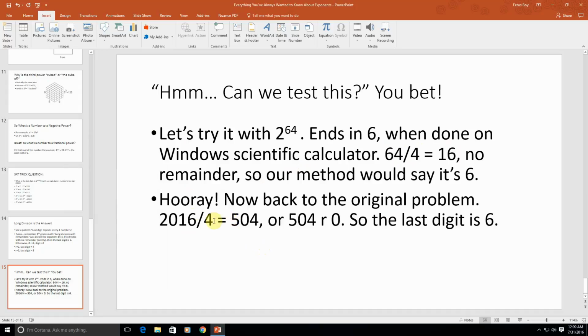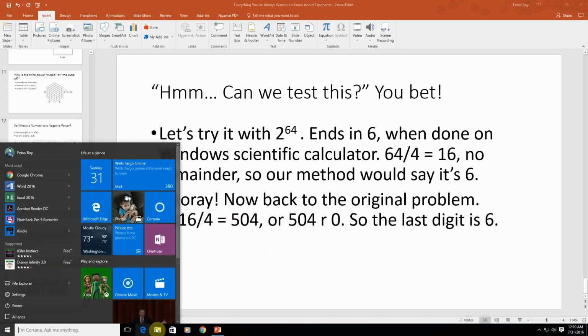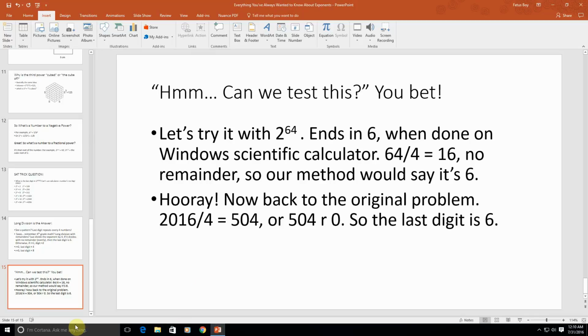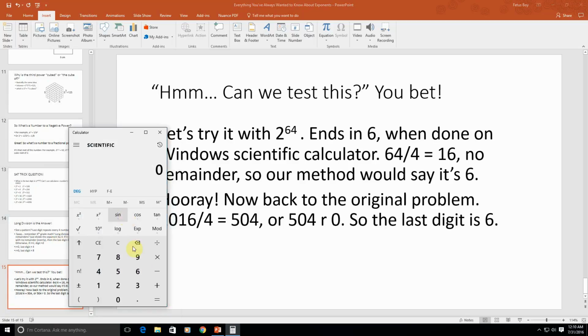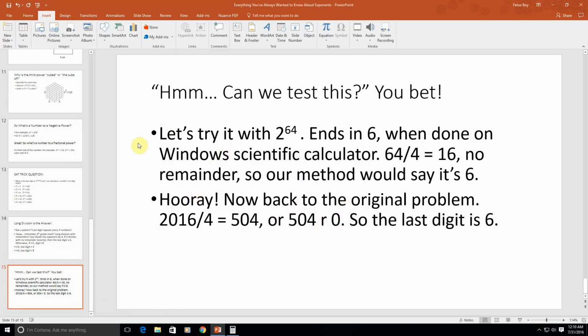And now back to the original problem. 2016 over 4 equals 504. We can check that using the calculator here. So that is 2016 over 4 is equal to 504, so there's no remainder. So the last digit is equal to 6 in 2 to the 2016. Boy, sometimes you just can't talk very clearly. Anyway, so that's a neat trick. They often have that on the ACT or the SAT.